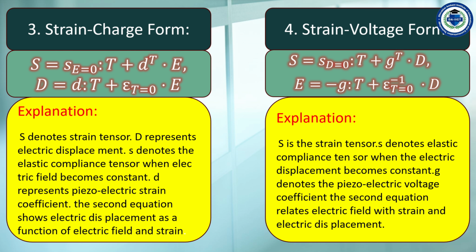4. Strain-voltage form. Explanation. S is the strain tensor. s denotes the elastic compliance tensor when the electric displacement is constant. g denotes the piezoelectric voltage coefficient. The second equation relates electric field with strain and electric displacement.